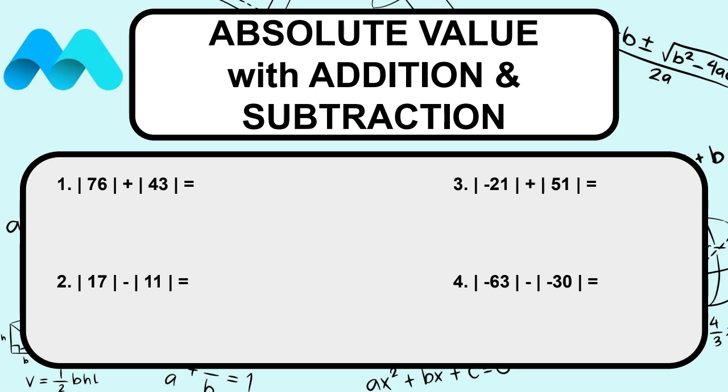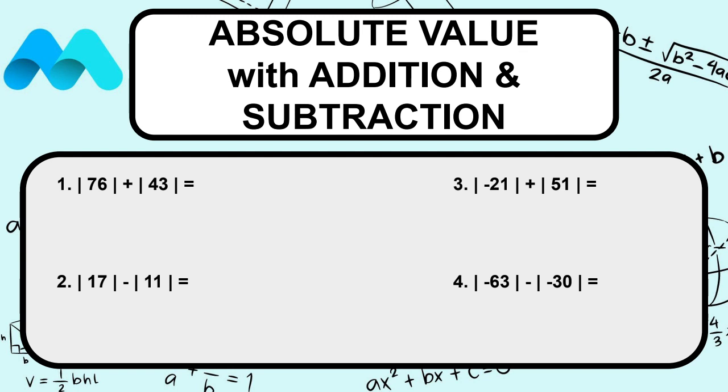I'm Mr. A, and in this video we are going to be covering absolute value with addition and subtraction. So absolute value is a grouping symbol. Because of that, you have to remember that it's the first step in your order of operations. So what we're going to be doing in these four examples here is finding the absolute value of the numbers and then performing the operation that's listed.